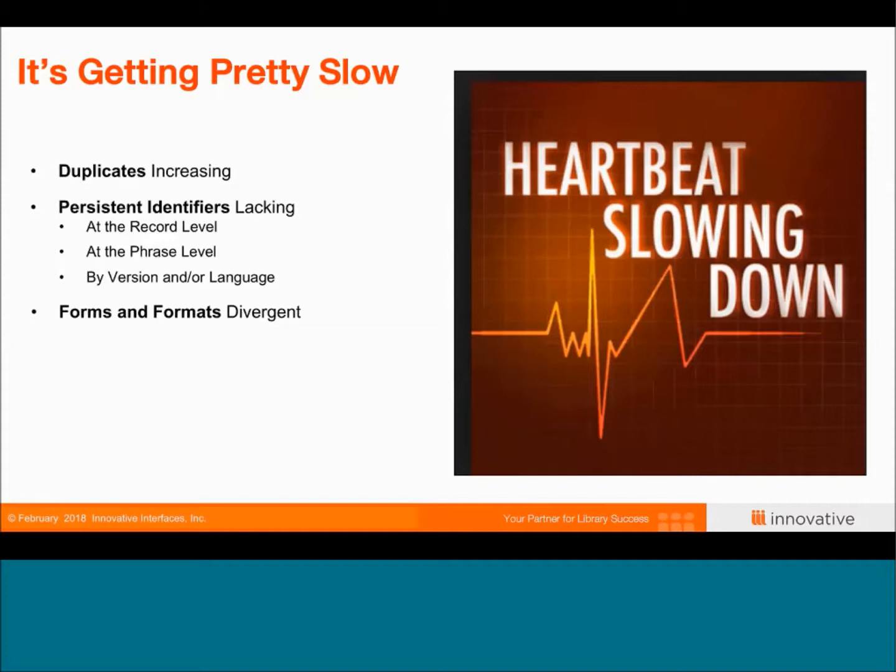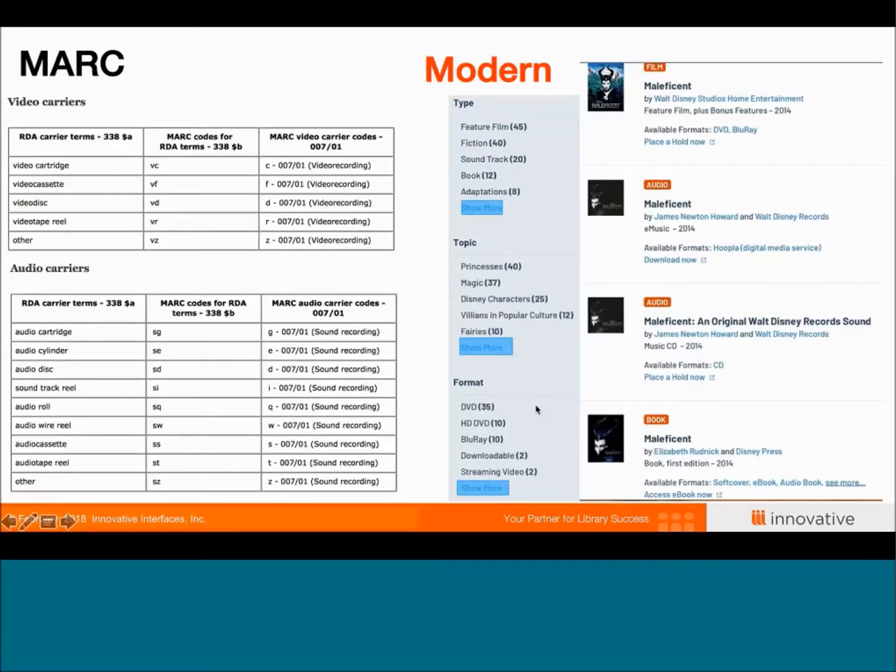And they don't match the forms and formats our suppliers, the publishers, aggregators, distributors, Amazon, and other places that we get our resources from, think or speak. And there's no straightforward conversion from MARC to the formats that our users and our suppliers think and speak. Which gets to that next question.